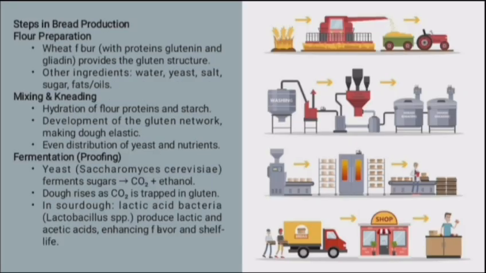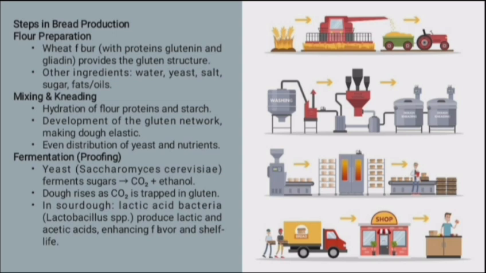The steps in bread production begin with flour preparation. Wheat flour contains the proteins glutenin and gliadin, which provide the gluten structure. Other ingredients include water, yeast, salt, sugar, and fats or oils. During mixing and kneading, flour proteins and starch are hydrated, the gluten network develops to make the dough elastic, and the yeast and nutrients are evenly distributed.